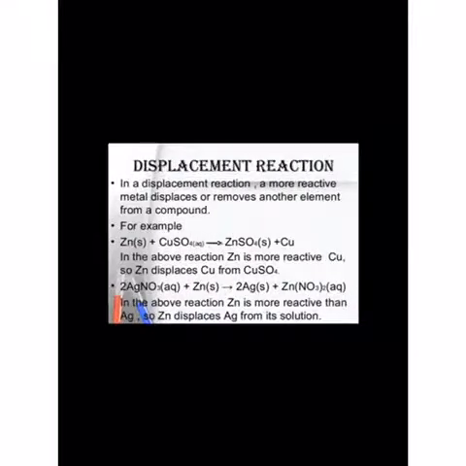Now, what is a displacement reaction? Displacement means one element is displacing another. In a displacement reaction, a more reactive metal displaces or removes the less reactive element from its salt solution. For example, when zinc is dipped in copper sulfate solution, after some time zinc sulfate is formed and copper is displaced. It means zinc is more reactive than copper. Zinc has displaced copper from copper sulfate solution. So, this is known as a displacement reaction.